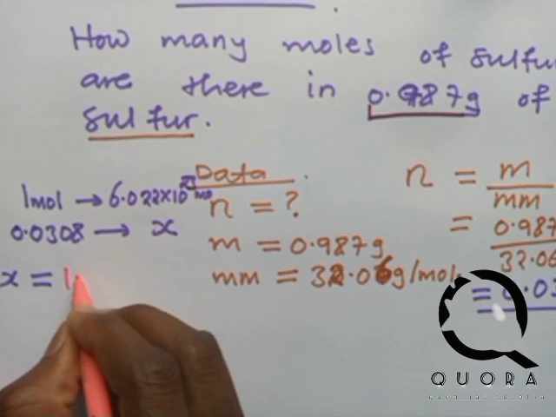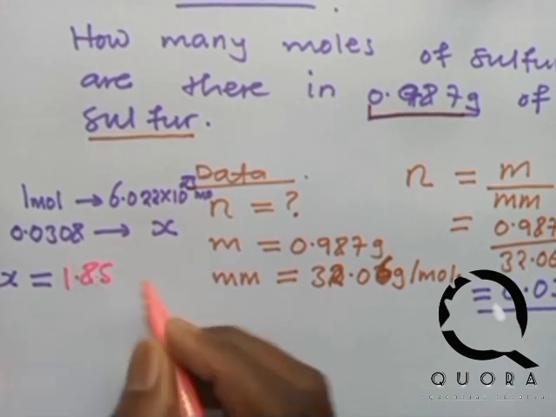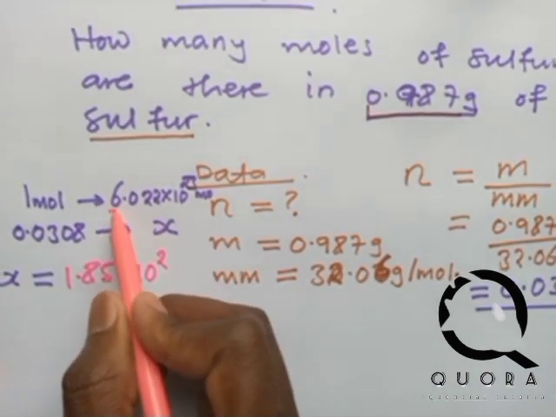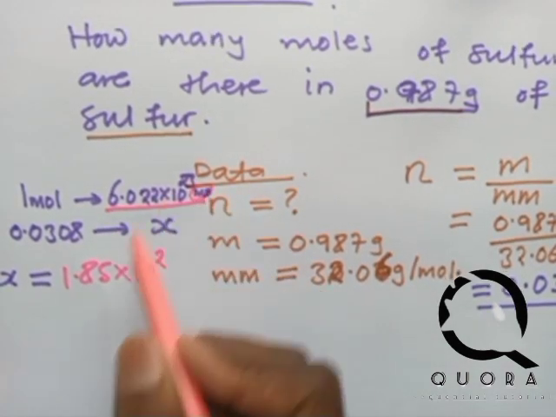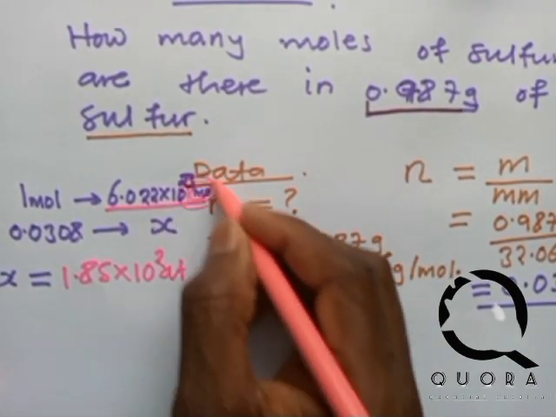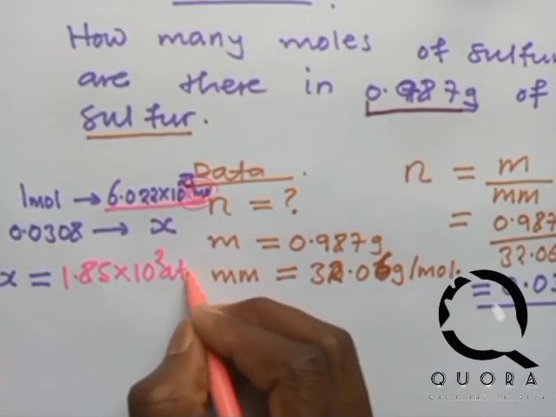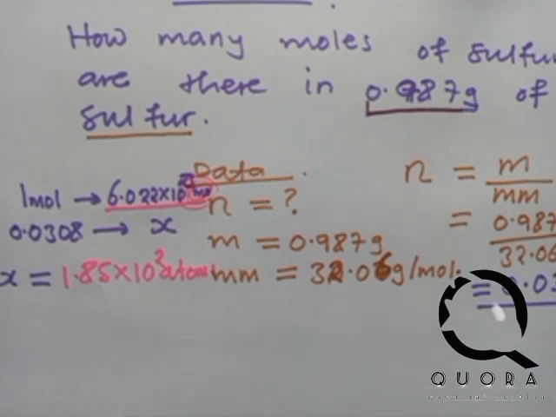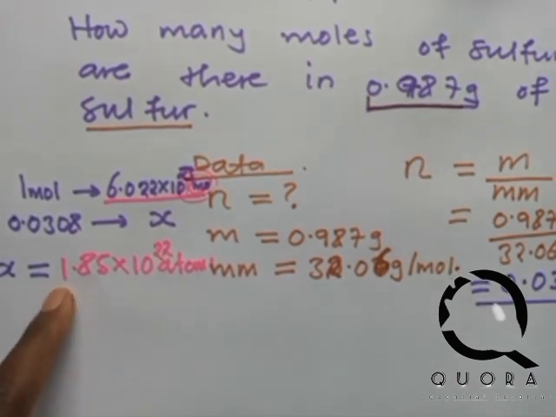So here we are going to have 1.85 times 10 to the power 22. You need to put the units based on what you are asked. If it's atoms, you write atoms, just like this. So the number is 1.85 times 10 to the power 22 atoms. If it's particles, you replace with particles. If it's molecules, you put molecules.